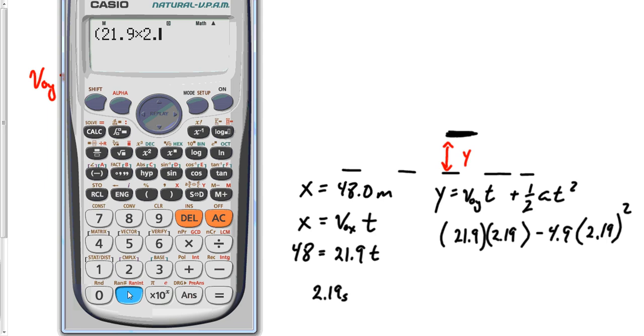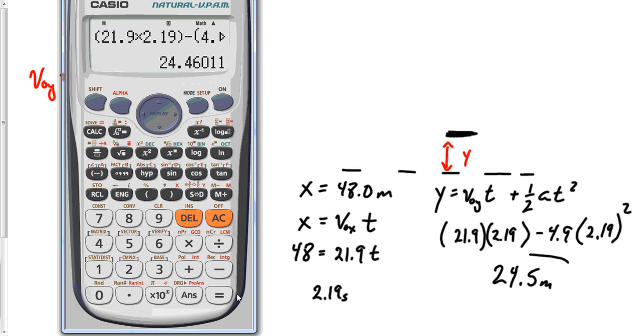21.9 times 2.19, oops, 9 minus 4.9 times 2.19. Watching calculations done in the video is always so exciting. Square 24.45. So 24.5. And that's also the answer the sheet gives me on here too. So I really like that problem.